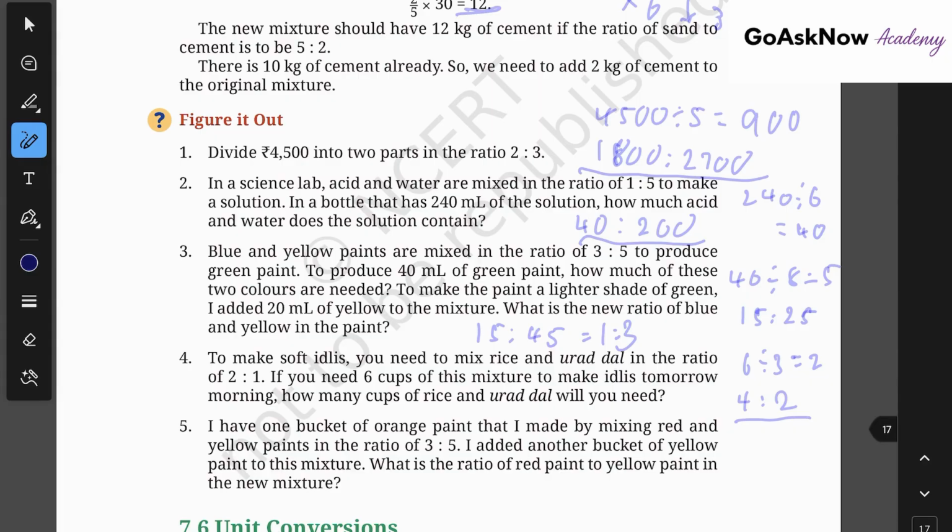Question 5. I have 1 bucket of orange paint, and I made it by mixing red and yellow paint in the ratio of 3:5. I added another bucket of yellow paint to this mixture. What is the ratio of red paint to yellow paint in this new mixture?